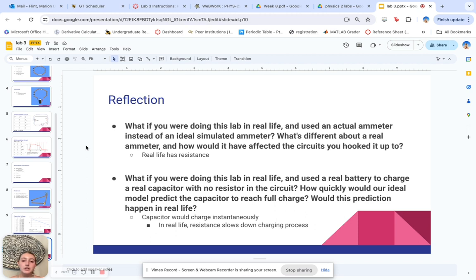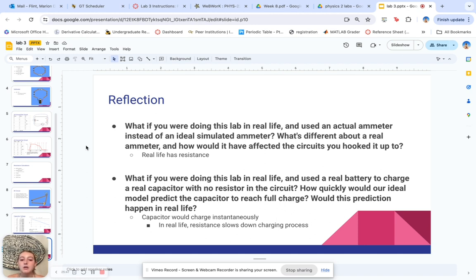Okay, reflection. If we were doing this in real life and using an actual ammeter instead of an ideal simulated ammeter, this would affect the resistance. In real life, there would be a lot more resistance because there is resistance from wires and things that you're hooking up, but in this ideal ammeter, there's no resistance because it's modeled after a perfect system, which is not possible to achieve in real life.